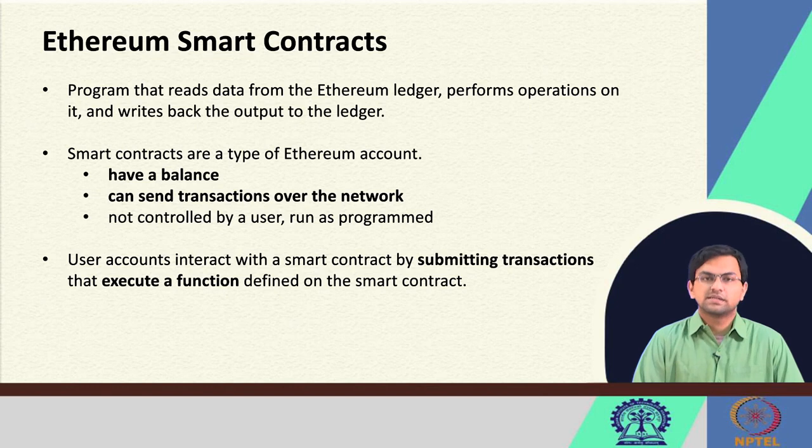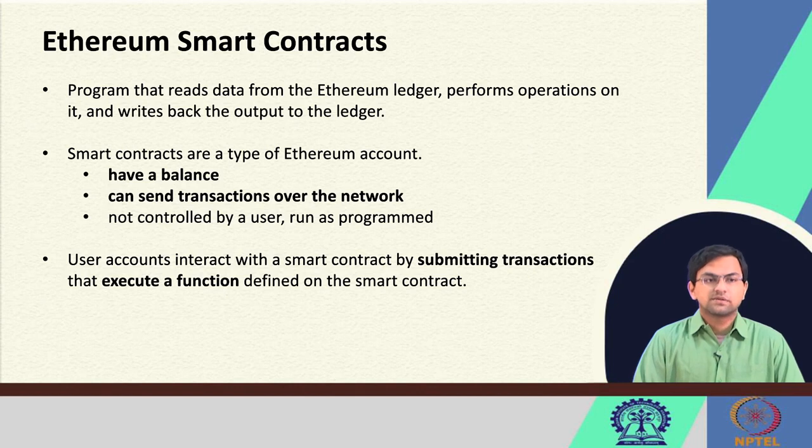So in the Ethereum network specifically, the smart contracts are programs which read data from the Ethereum ledger, and they can do some operations on this particular data and then write it back to the ledger. So the results will be committed back to the Ethereum ledger data.